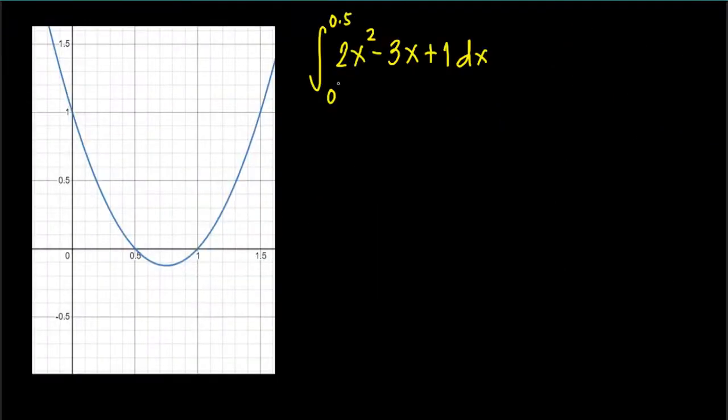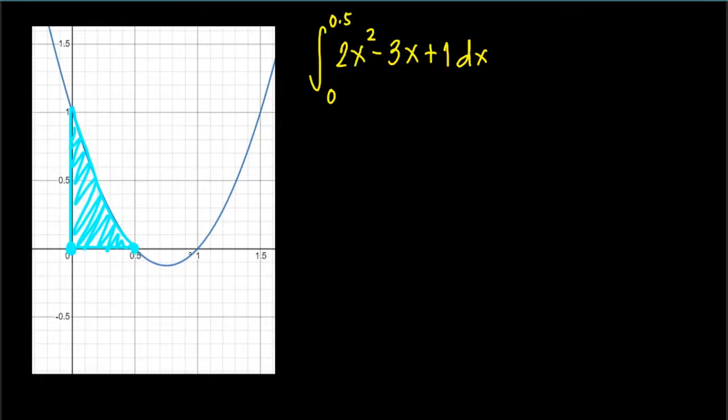For more examples, next. We have here 2x squared minus 3x plus 1 dx from 0 to 0.5. So, 0 is right here and 0.5 is right here. The integral we see here is this. Okay. There you go.